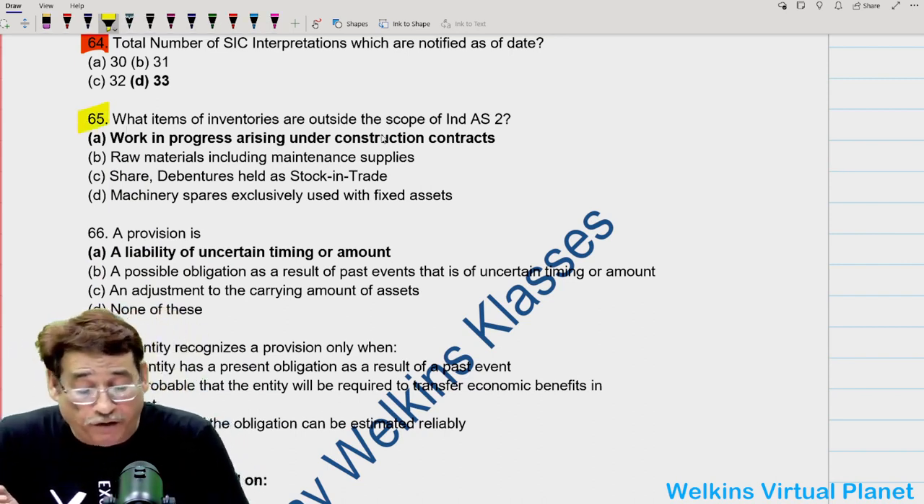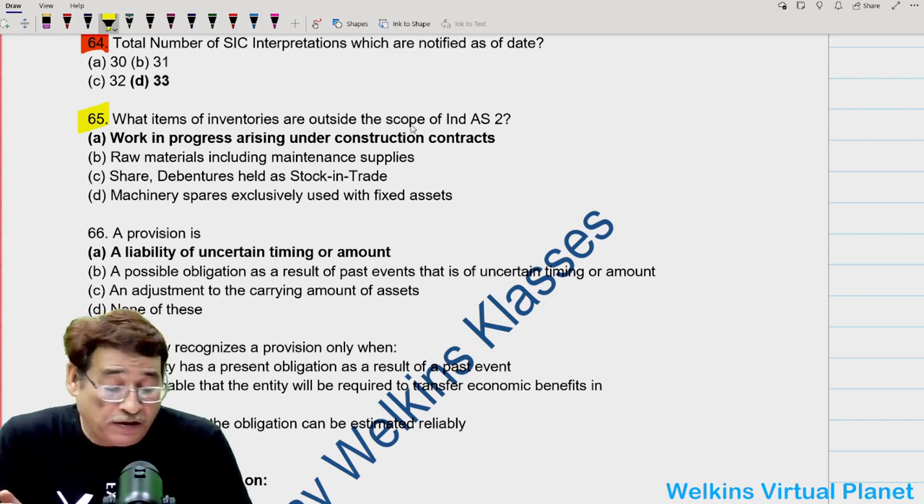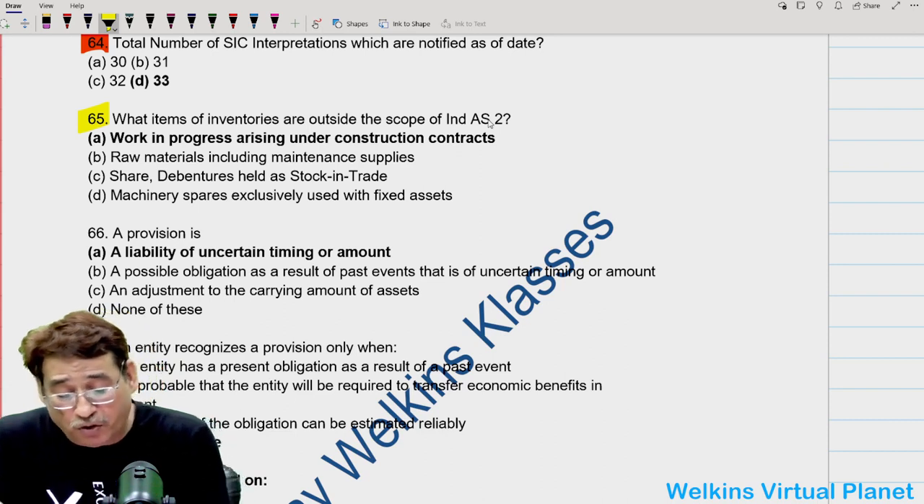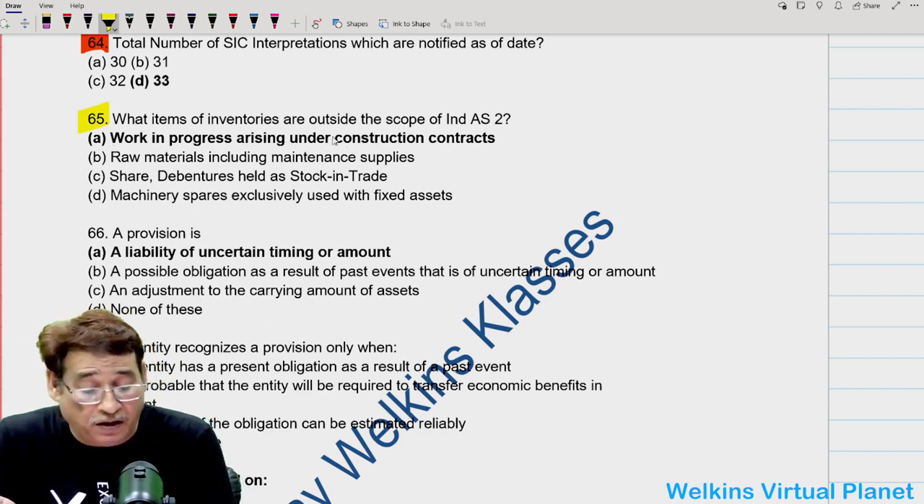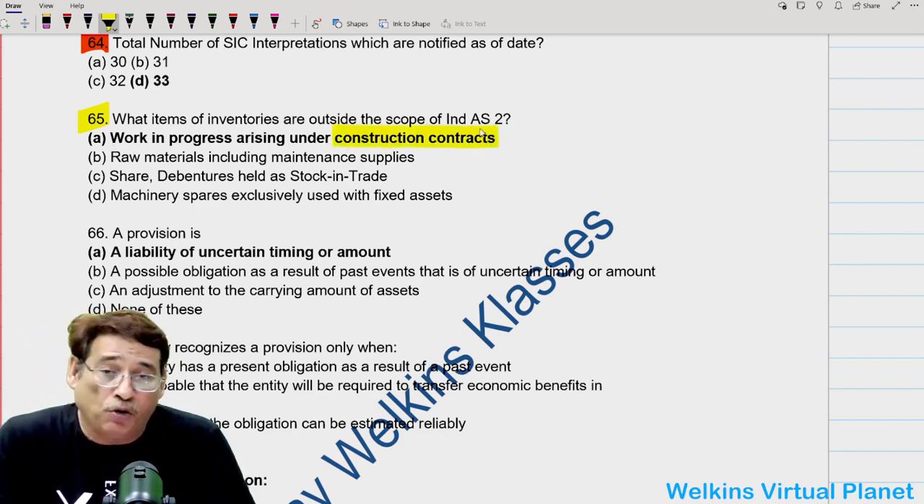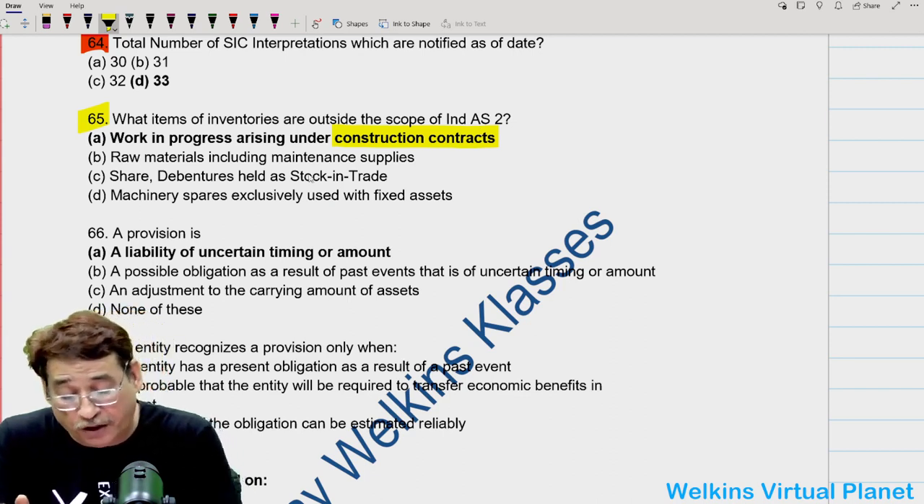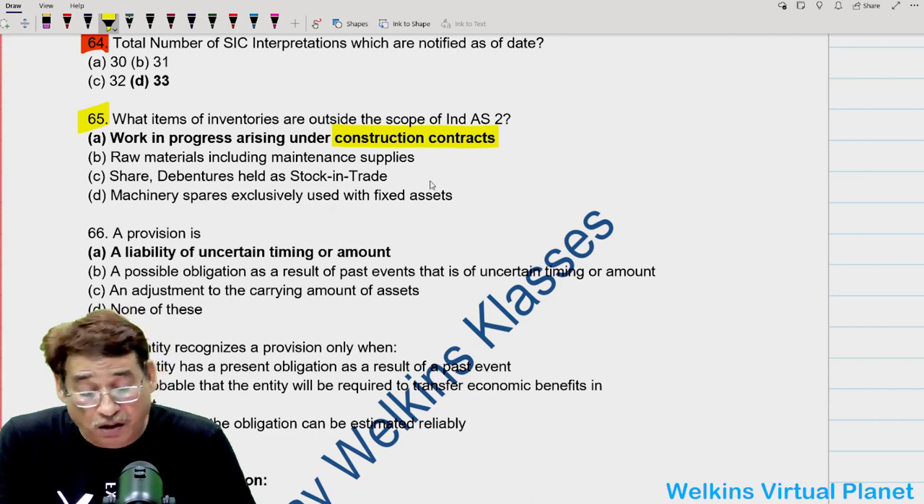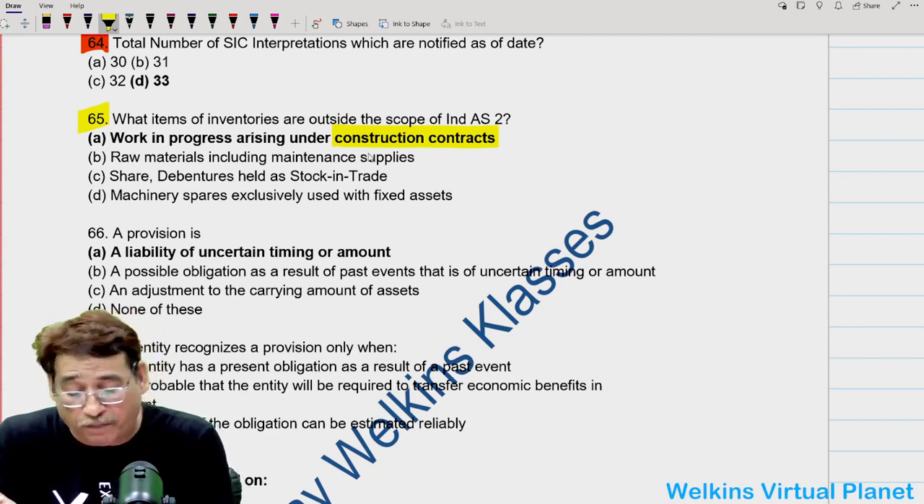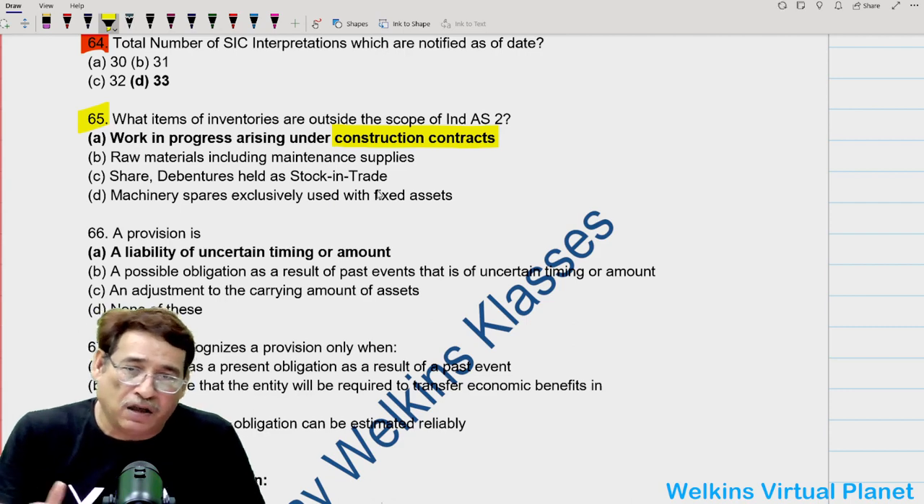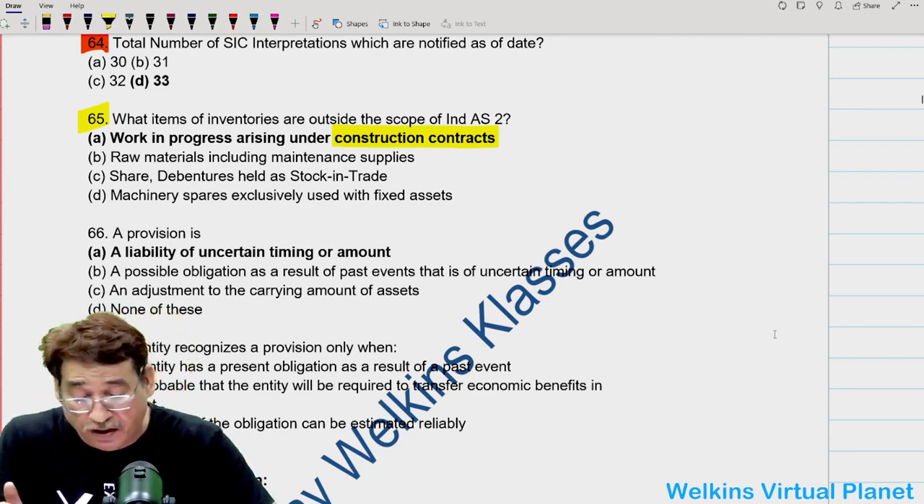What item of inventory, 65, what items of inventories are outside the scope of Ind-AS 2? You should know that work in progress arising under construction contracts will be the alternative which you will have to answer as yes, because the rest of the things are within the scope of AS 2. Raw material including maintenance supply, share debenture held as stock in trade, machinery spares exclusively used with the fixed asset. All these are considered as part of inventories.